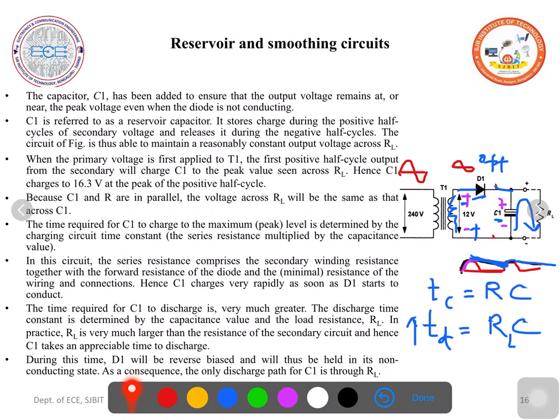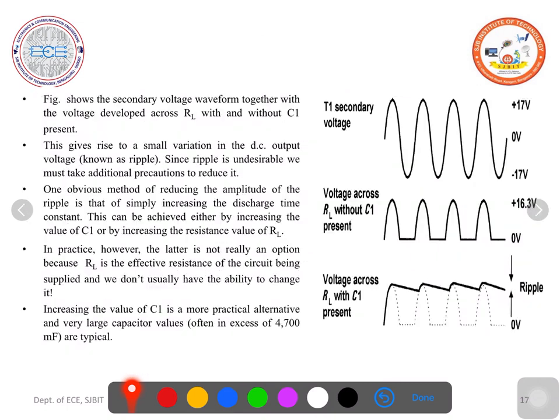Hence the C1 charges to 16.3 volts. Because C1 and R are in parallel, the voltage across RL will be the same as that of C1. Across RL also you will get 16.3, the peak voltage. So here you can see. This is the secondary voltage waveform. Here this is the voltage across RL when there is no reservoir capacitor. If you connect a capacitor, it will charge. The capacitor gets charged to the peak value and it discharges very slowly because discharge time constant is more.